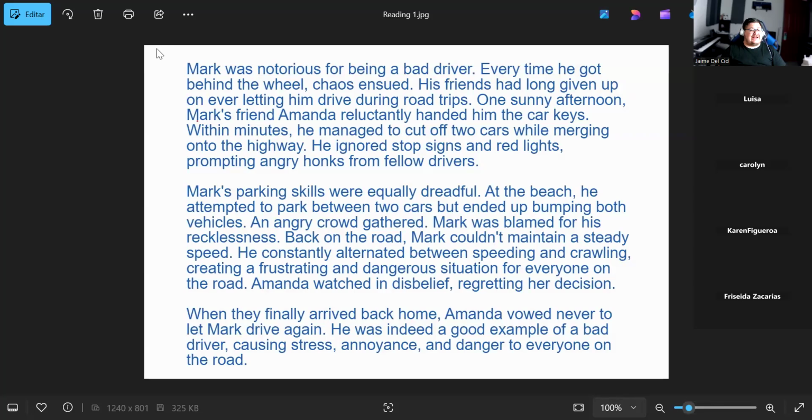There are certain words that I totally recommend you look up in the dictionary. So if you have your electronic dictionary ready, I recommend looking up the following words to make sure that you're following the reading, okay? So let's see, ensued. Okay, that's one. Let's see, reluctantly. That's another one. Merging. Okay, very good. Hung. Dreadful.